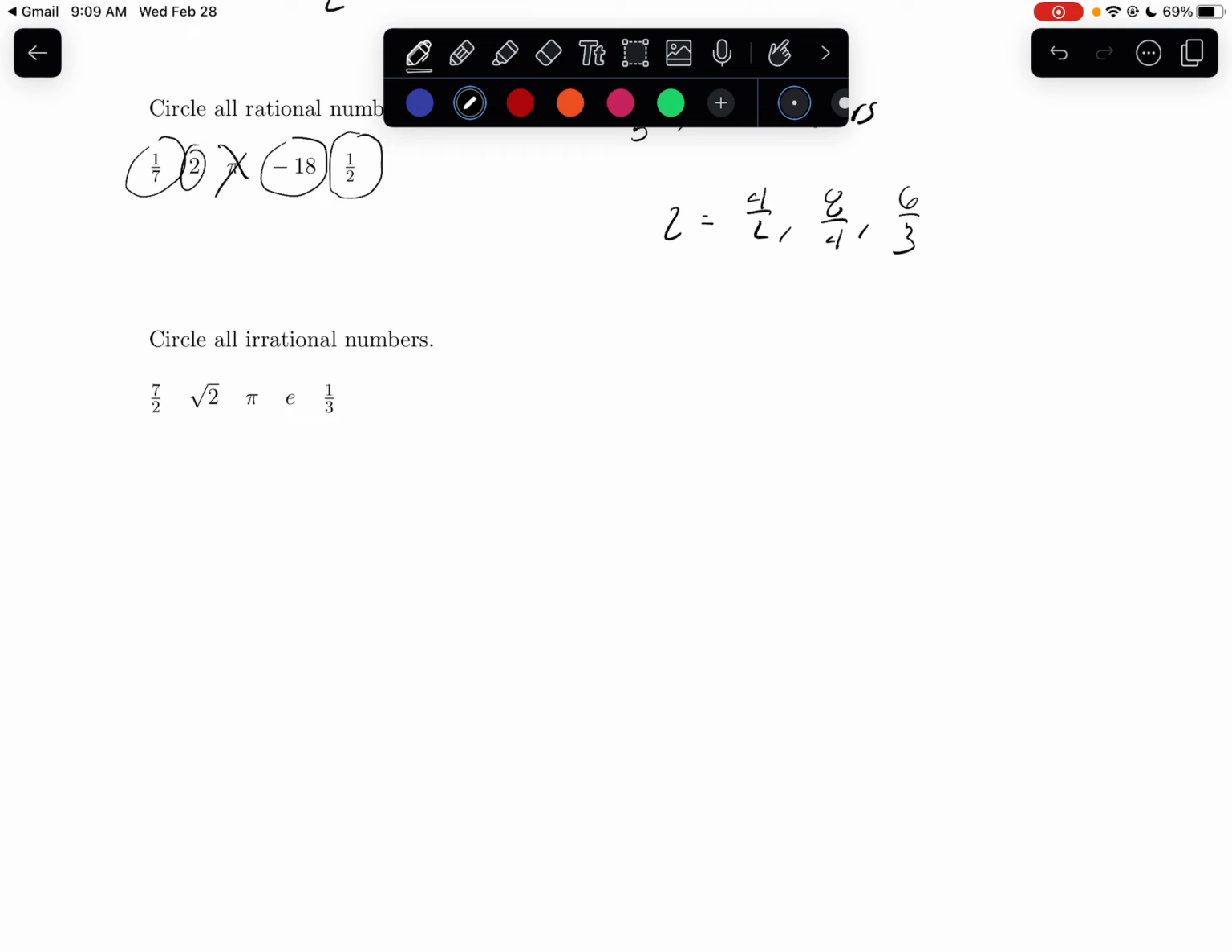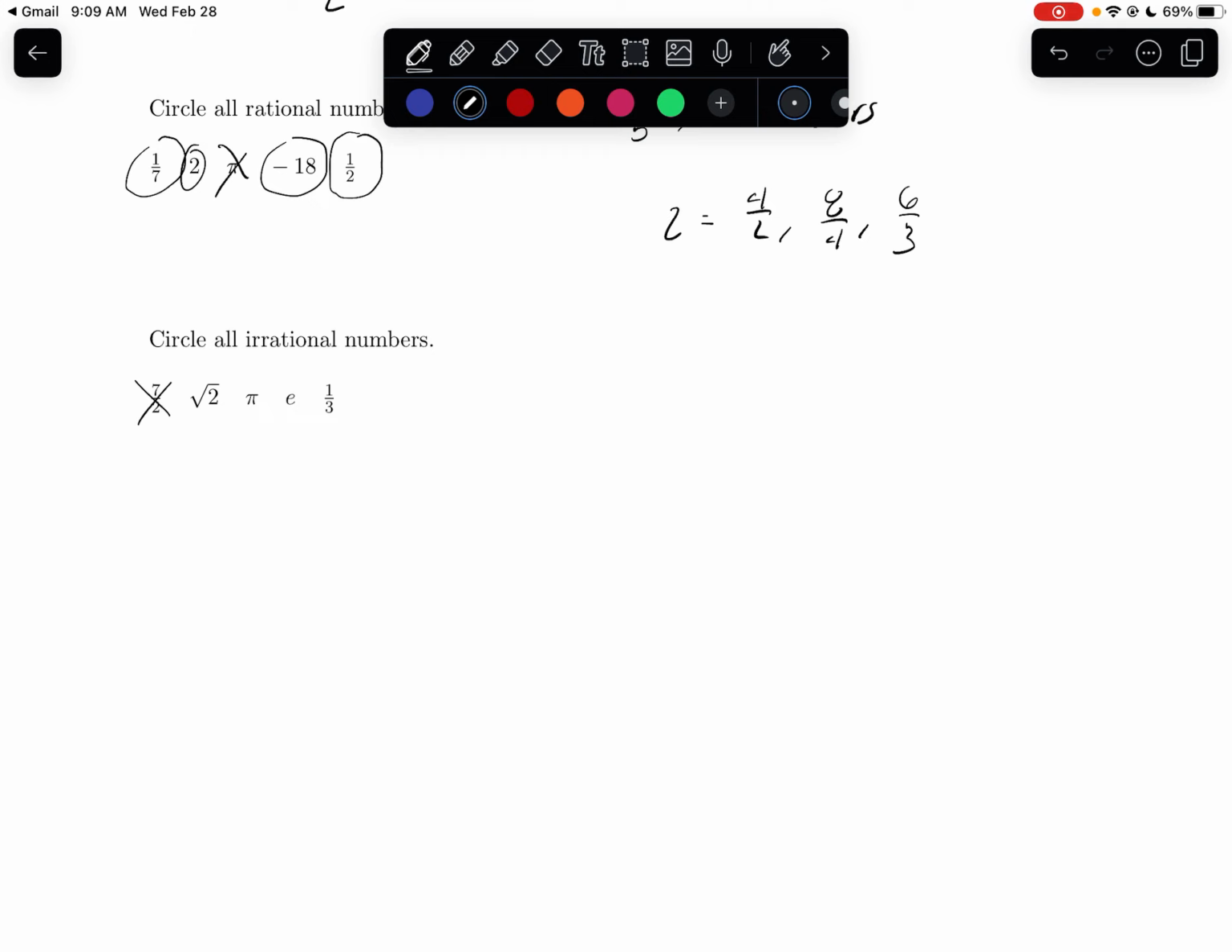Now I want to circle all of the irrational numbers. These are numbers that cannot be expressed as a fraction or a whole number. So 7 over 2 is written as a fraction where we have integers in the numerator and denominator, so that would not be an irrational number.